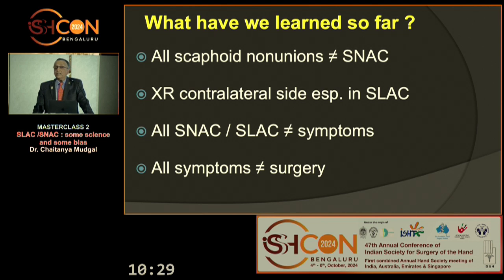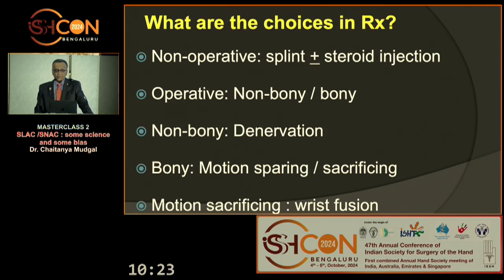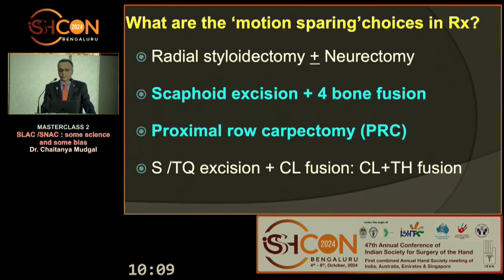All SNAC and SLAC don't give you symptoms, as we just saw, and all symptoms do not need an operation. So what are the choices in treatment? You can either go the non-operative route, or if you go operative, you go bony or non-bony. If you go non-bony, it's denervation. And if it's bony, you decide whether it's motion sparing or sacrificing. And if it's sacrificing, it usually means there is fusion.